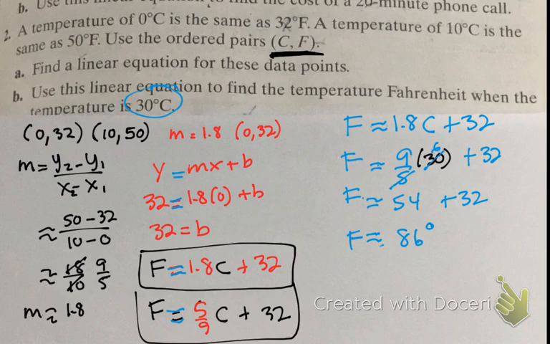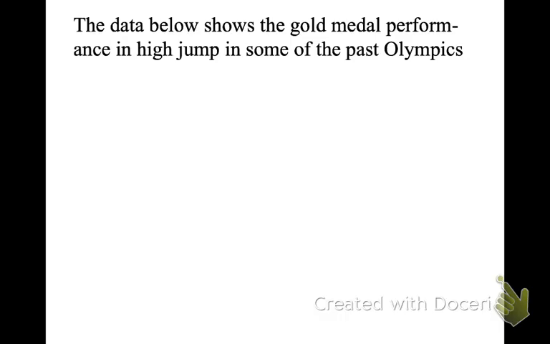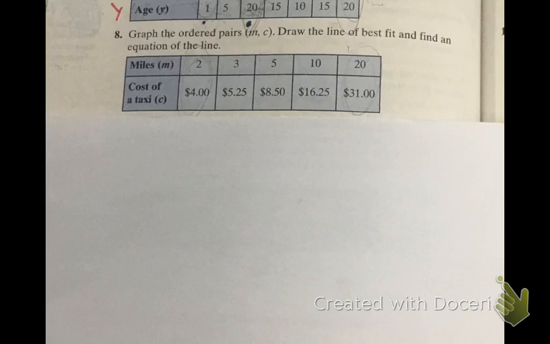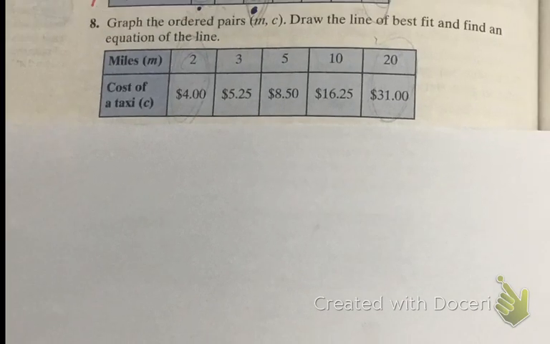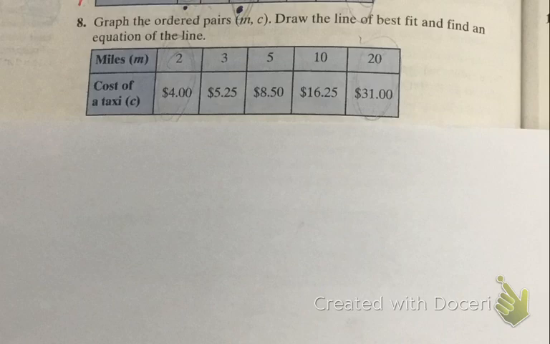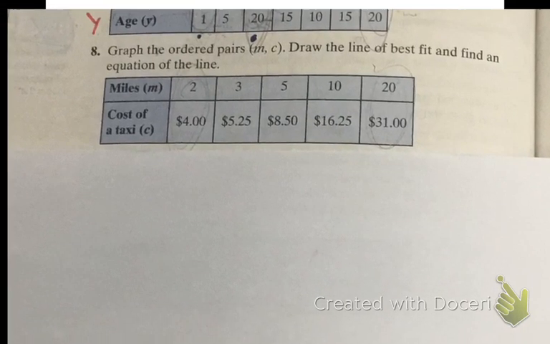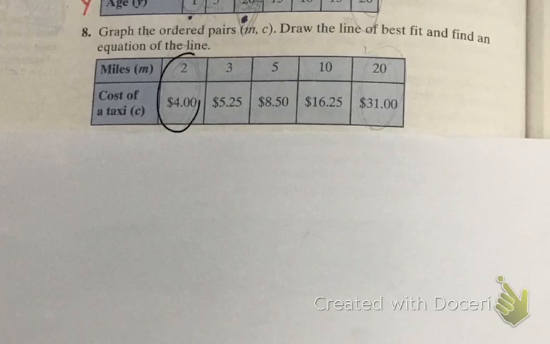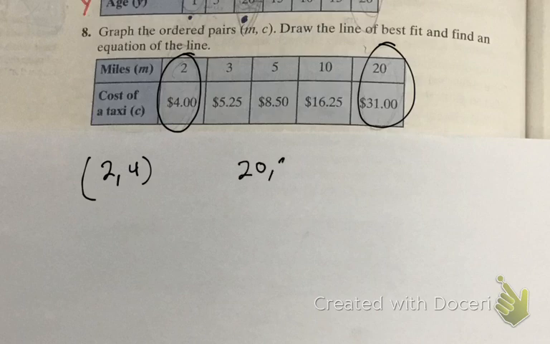Okay, so that's 1 through 10. I don't want you to get worried if you get a table. I told you there's going to be a lot of graphing to come. So when you get something like this, we can still just pull 2 points that are far away. Here's 1 point. This is number 8. Here's another. What would my 2 points be? 2, 4, and 20, 31.